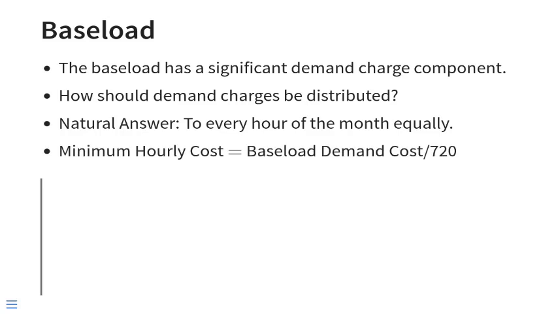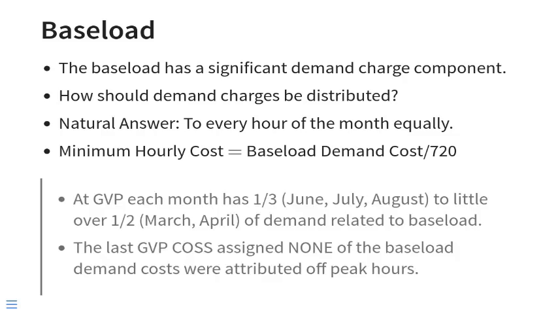So what you end up doing is perhaps taking the demand for the base load, the costs of that, dividing by 720, and you end up with a minimum hourly cost. At GVP, each month has demand related to base load. In June, July, and August, it can be around a third. In March and April, it can be slightly over a half. In the last GVP cost of service study, none of this baseload demand cost were attributed to off-peak hours when they were considering time of use tariffs.